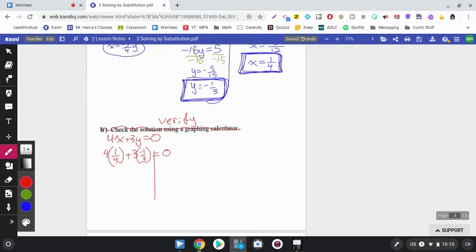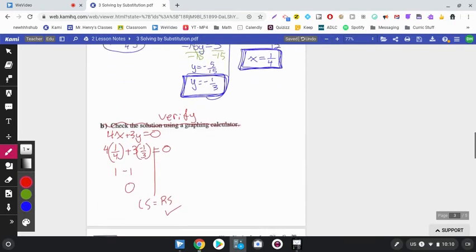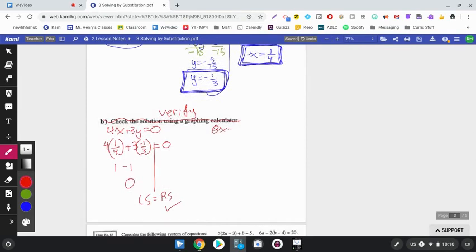Let's check that all the way down. 4 times 1/4 is 1. 3 times -1/3 is -1. So 1 minus 1, oh yeah, 0 does equal 0, we're good. Okay, the other equation was a bit more complicated. 8x minus 9y equals 5. Okay, well, 8 times 1/4 minus 9 times -1/3. It's supposed to equal 5. The 5 is good. Let's just simplify the left.